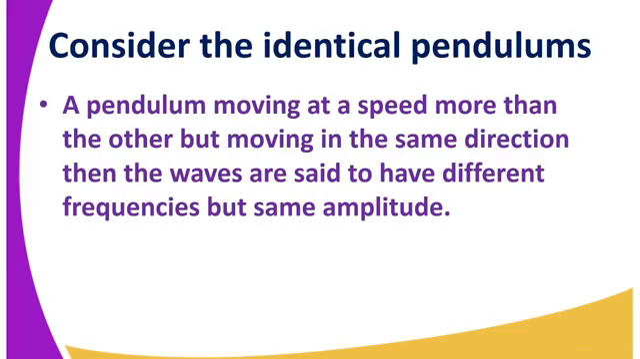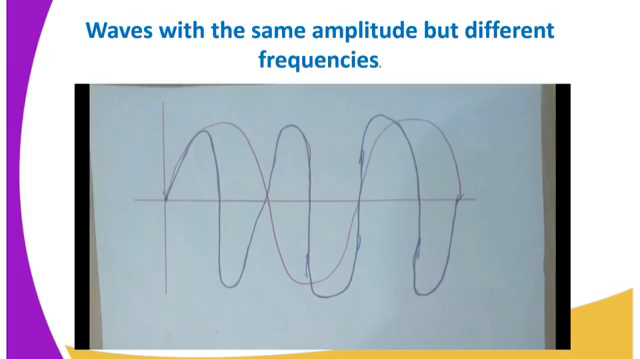So I'll go back to my initial explanation. We have spoken about waves and their characteristics. Waves possess amplitudes, they travel at a given frequency, they cover a certain period, and they also have wavelength. So we are saying that waves can have the same amplitude but different frequencies.